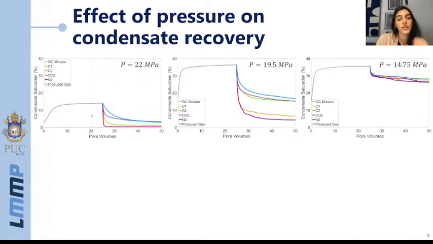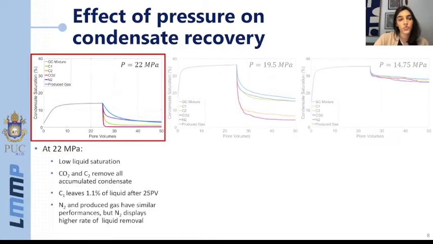This graph here on the left was obtained at the highest tested pressure of 22 megapascal. This one in the middle at an intermediate pressure of 19.5, and the one on the right with the lowest tested pressure of 14.75 megapascal. So first, focusing on the high pressures, the first thing we can see is that we have a relatively low liquid saturation.